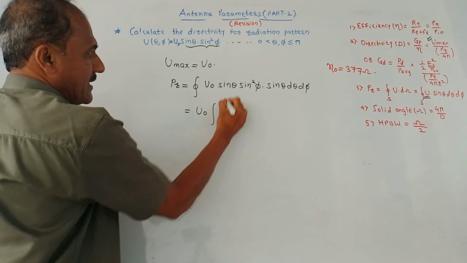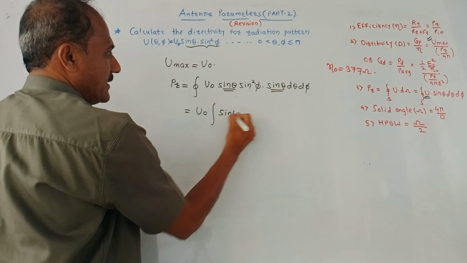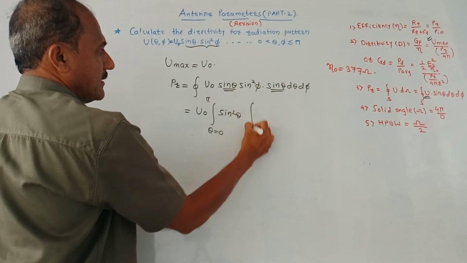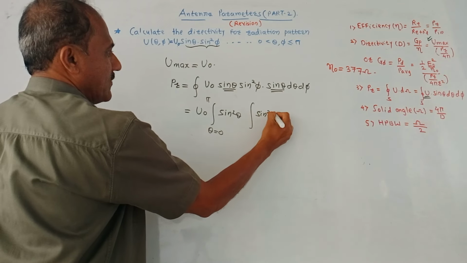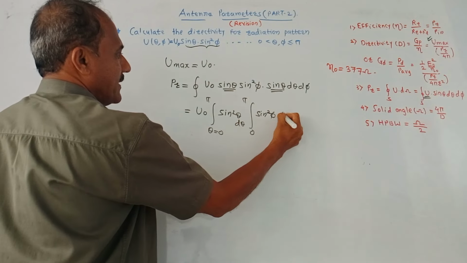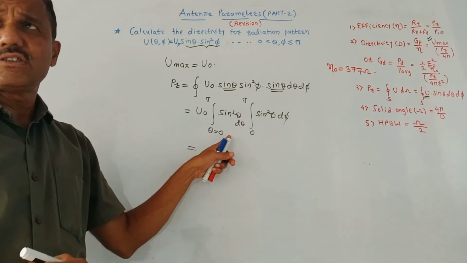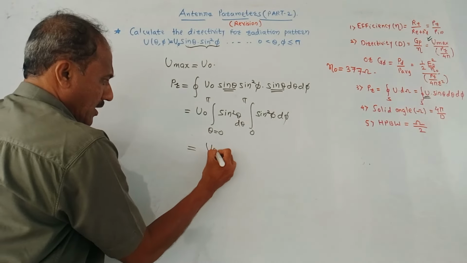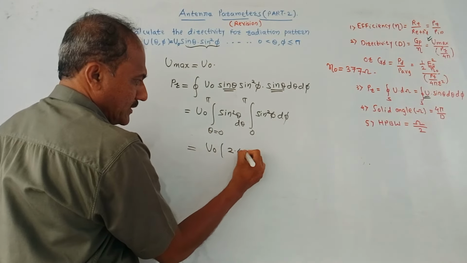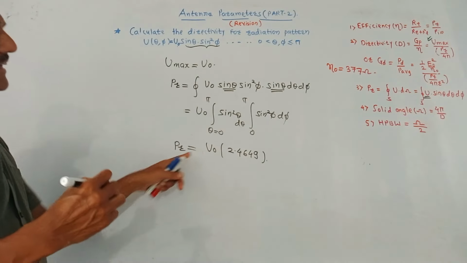U0 is constant, so I will write it like this. The sine theta into sine theta becomes sine square theta, with limits theta equal to 0 to pi, and the second term sine square phi, with limits again 0 to pi. This is d theta, and this variable is d phi. You can solve such calculations using a calculator. So it becomes U0 inside the bracket 2.4649. This is the value of PR, the radiated power.